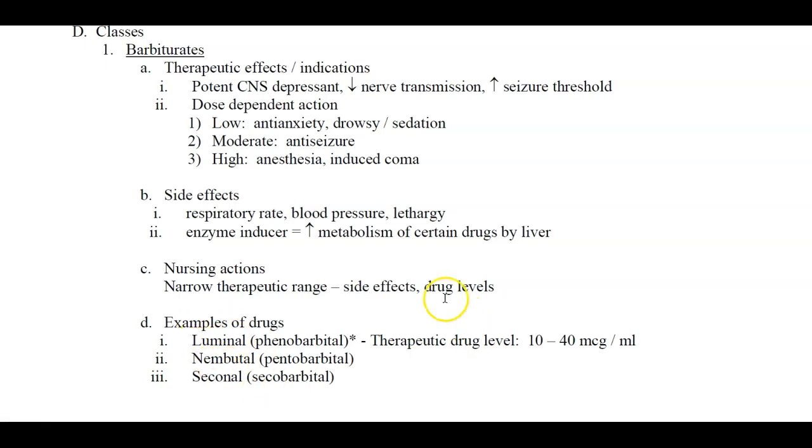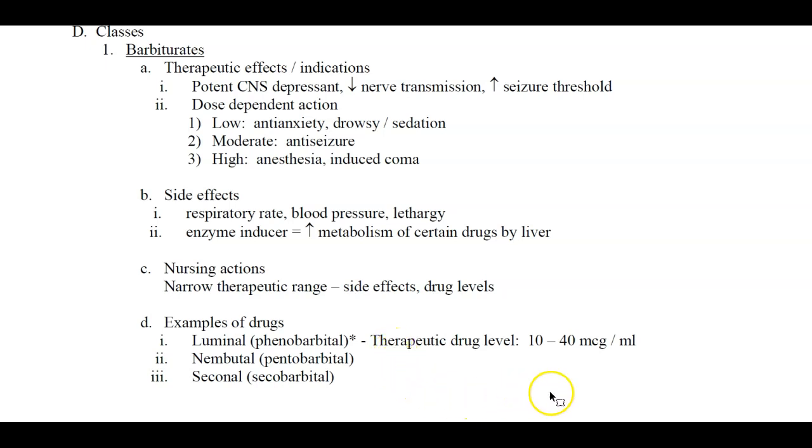Here are the examples of drugs under this class, and the drug class that you need to know is phenobarbital or Luminal. Phenobarbital or Luminal can actually increase the alcohol's sedative effects, which can lead to increased lethargy.